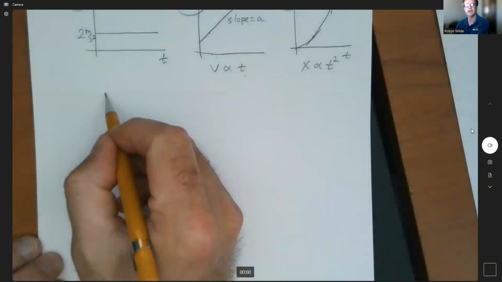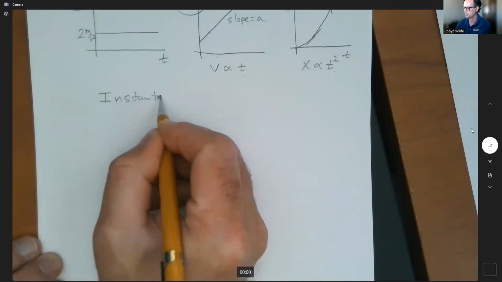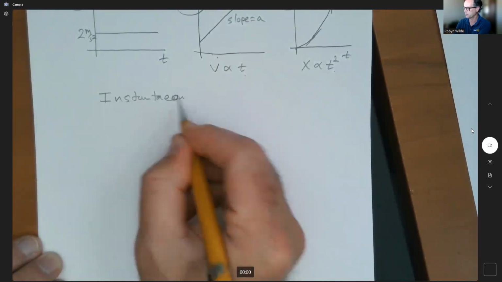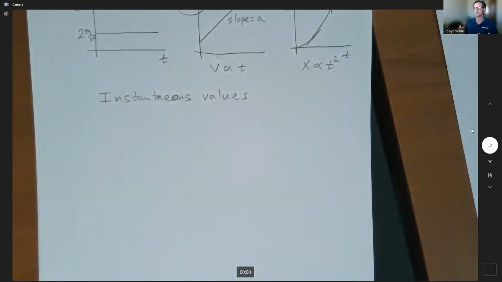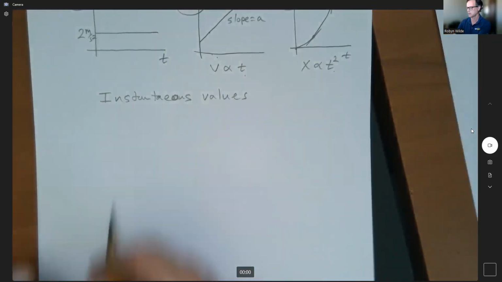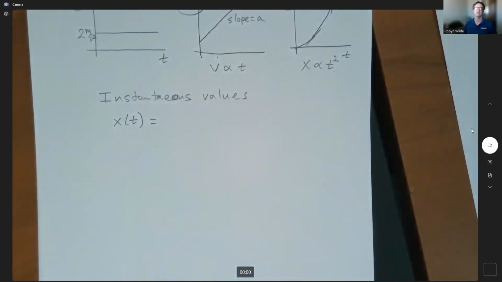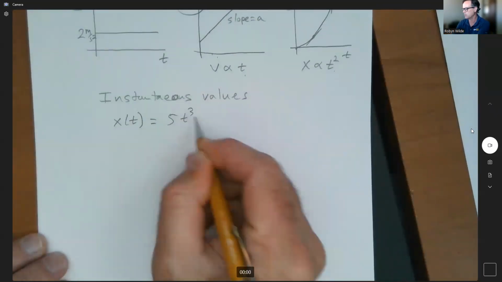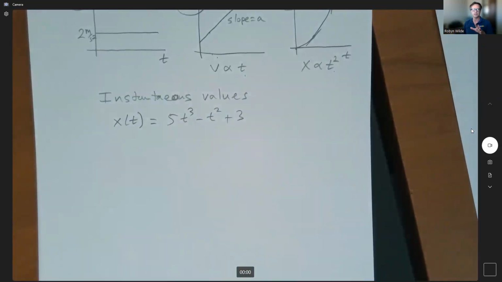When we're talking about instantaneous values, sometimes we don't have this. But we may have a function of time given to us. So let's say our position as a function of time might be, let's say, 5t cubed minus t squared plus 3. All right, so that's telling us the position at any time.